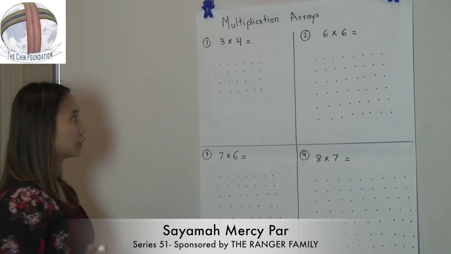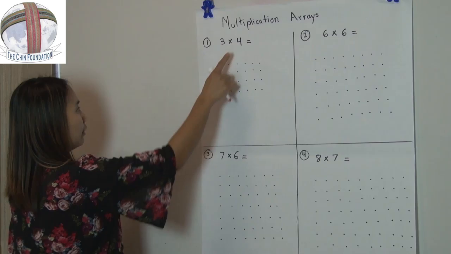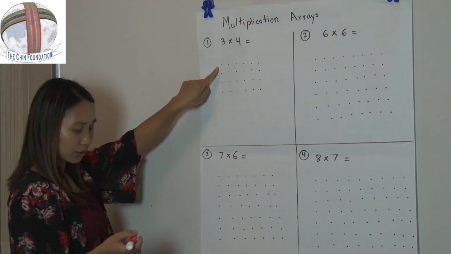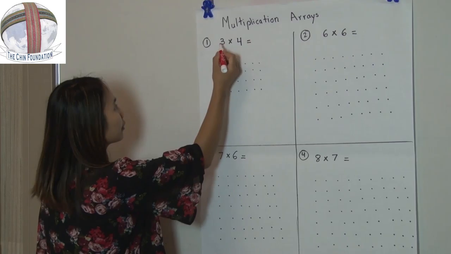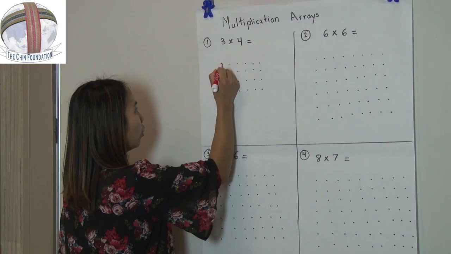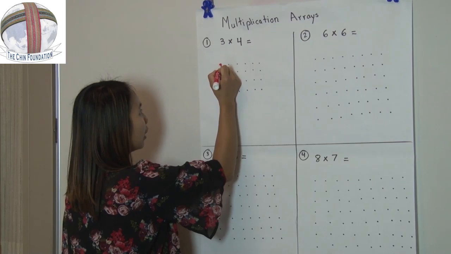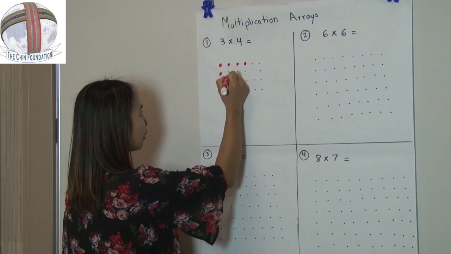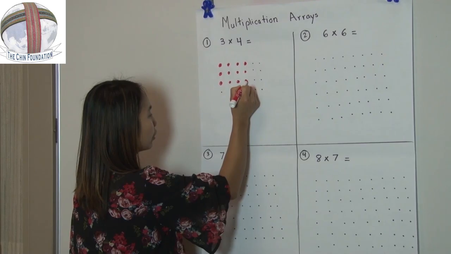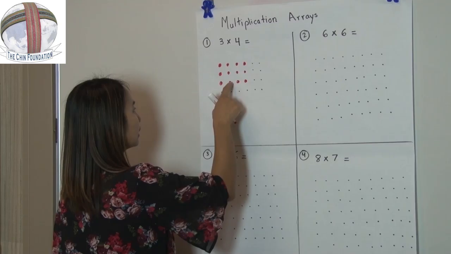3 times 4. 3 is the rows, 4 is the columns. Black color, red color. 3 is the rows, so 1, 2, 3. 3 rows, 4 columns. 4 is the columns. 1, 2, 3, 4, 1, 2, 3, 4, 1, 2, 3, 4. That means 3 times 4 is 1, 2, 3, 4, 5, 6, 7, 8, 9, 10, 11, 12. Okay.